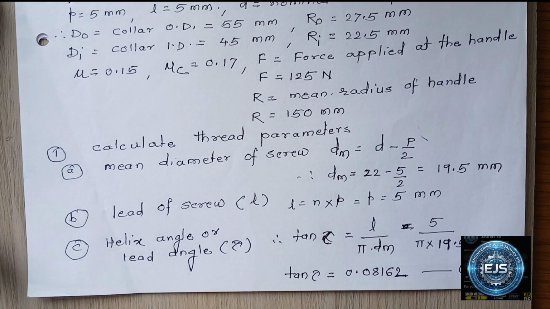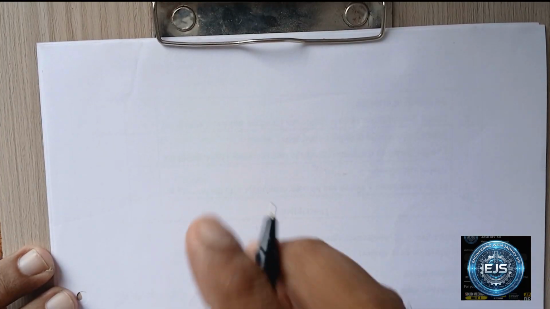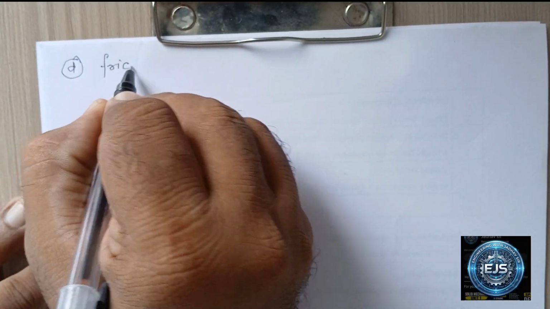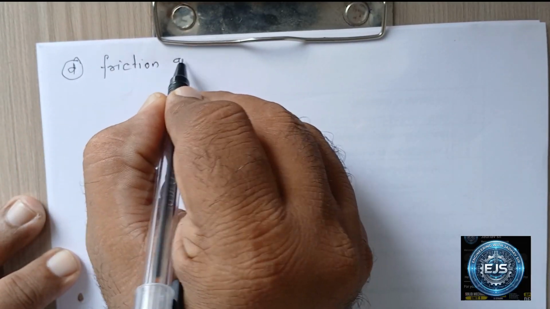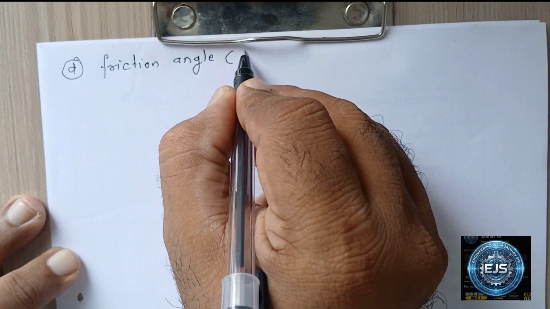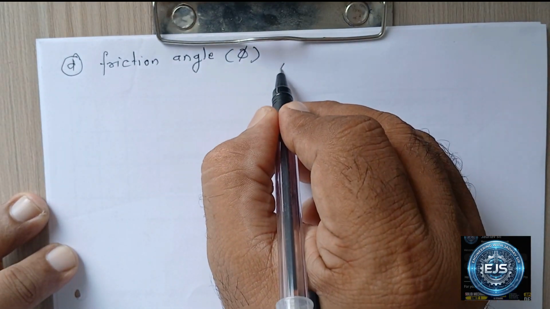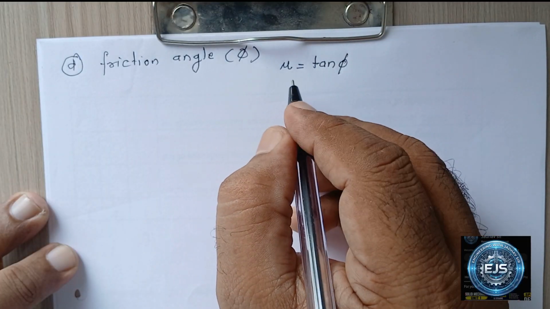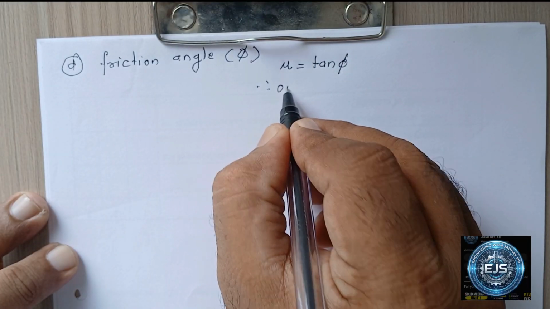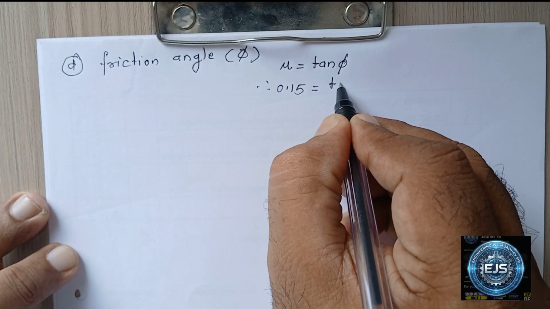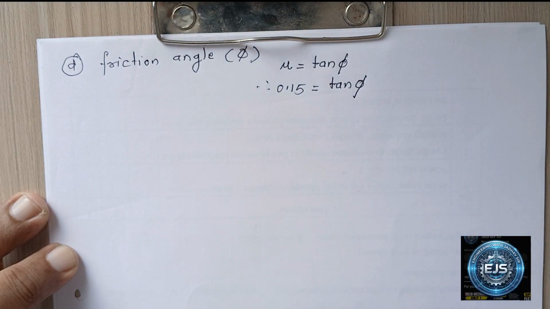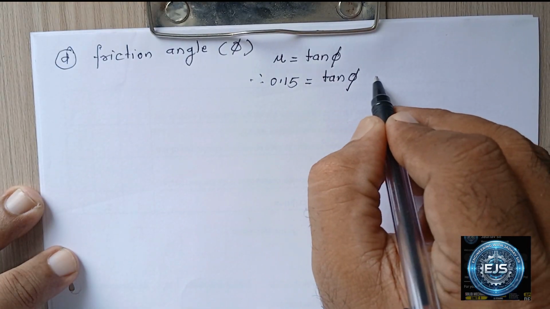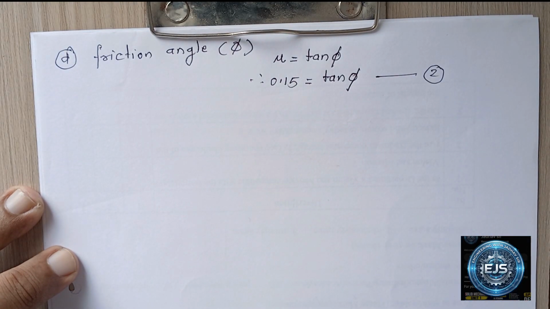The value of tan of lambda is this. Then we have to calculate the friction angle phi. So friction angle phi is calculated as coefficient of friction, thread friction is given to us. So mu is equal to tan of phi. So mu is given as 0.15 in the problem, that is equal to tan of phi. The coefficient of thread friction is given as 0.15, so from here we get the value of tan of phi, tan of phi is equal to 0.15. Suppose this is equation 2.